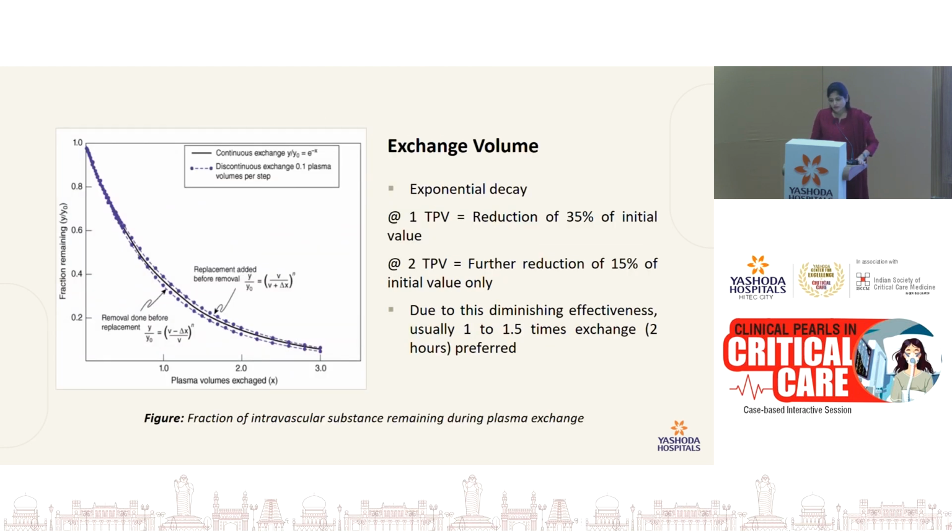So exchange volume, this is important because once we initiate PLEX, we think, oh, the more volume we process, the better it is for the patient, but that is not the case. There's something called exponential decay. One total plasma volume will cause a reduction of 35% of the initial value of the offending substance, whereas a second TPV will only reduce the offending substance by a further 15%. So we usually limit ourselves to 1 to 1.5 times plasma exchange.